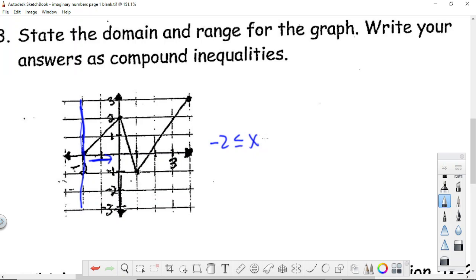So we then have a limit on the other side, though. X has to be less than something. I need to erase. Here we go. Sorry. Erase that. I don't want that up there anymore. Whoops. Erase too much.